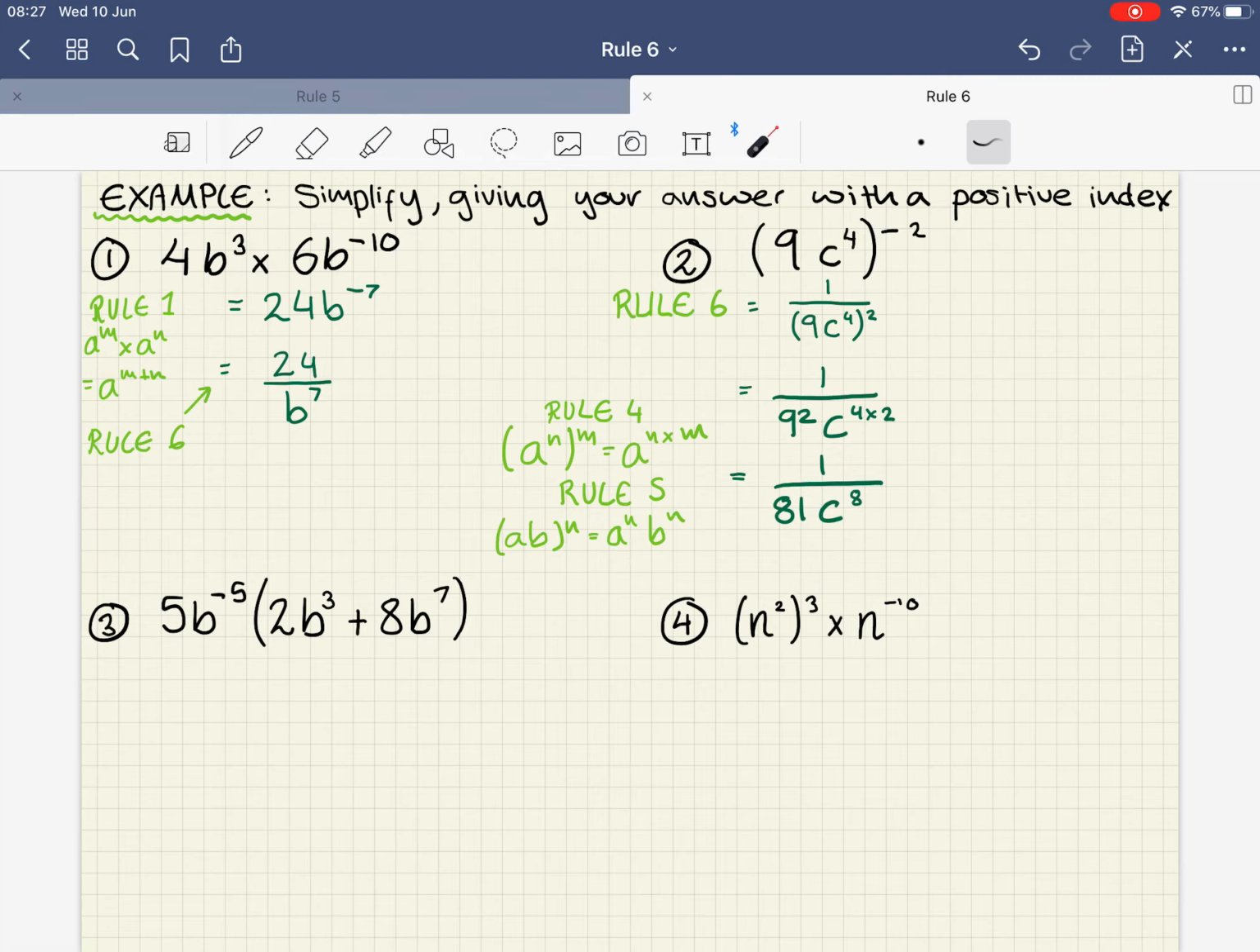Okay, next one then. So I've got 5b to the negative 3, 2b to the power of 3, and 8b to the power of 7. So, naturally, I'm going to change that to 5. So, what we're going to do here, firstly, brackets mean we're multiplying, so we've got to multiply this 5b to negative 5 with that 2b to the power of 3. So I'm going to be using my rule 1 first.